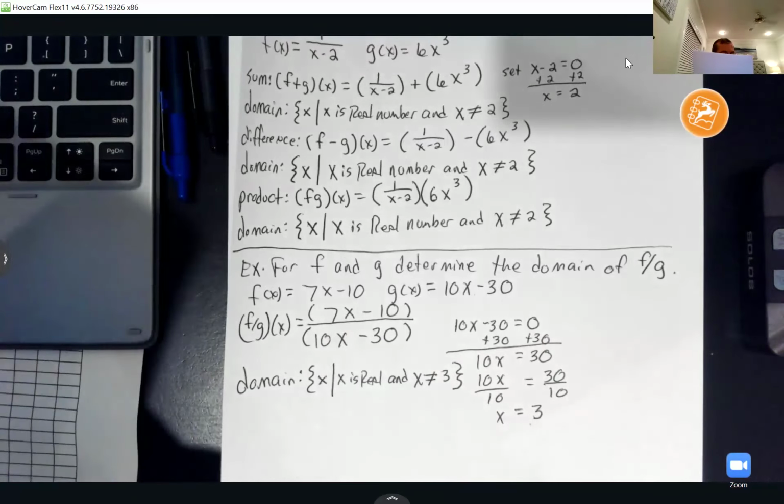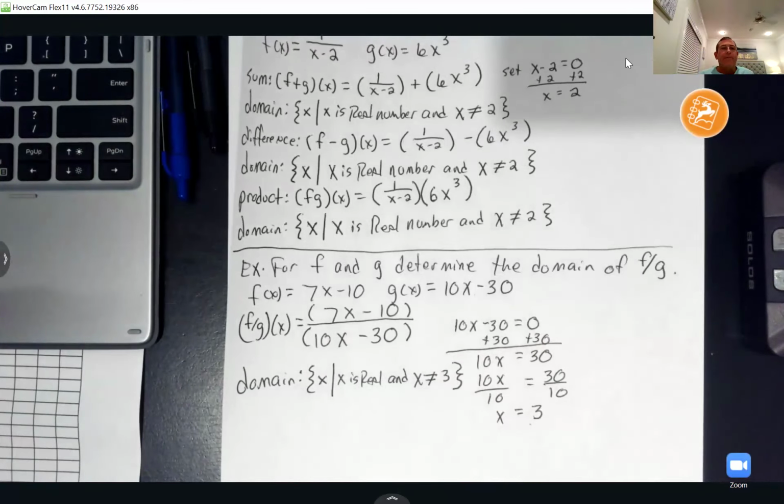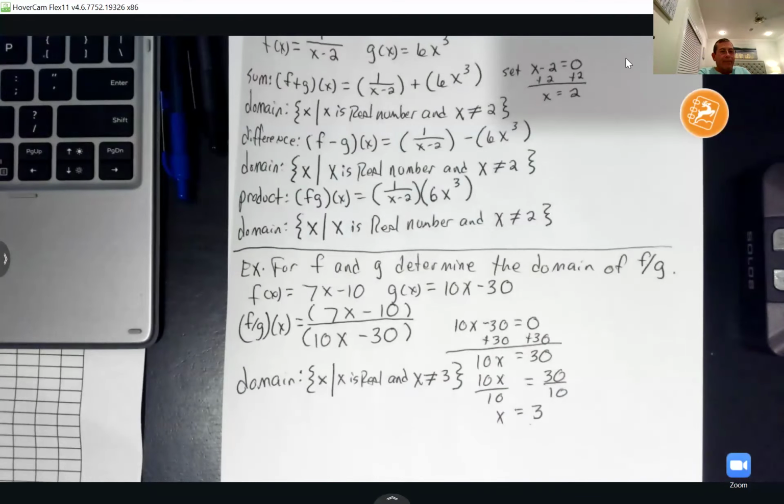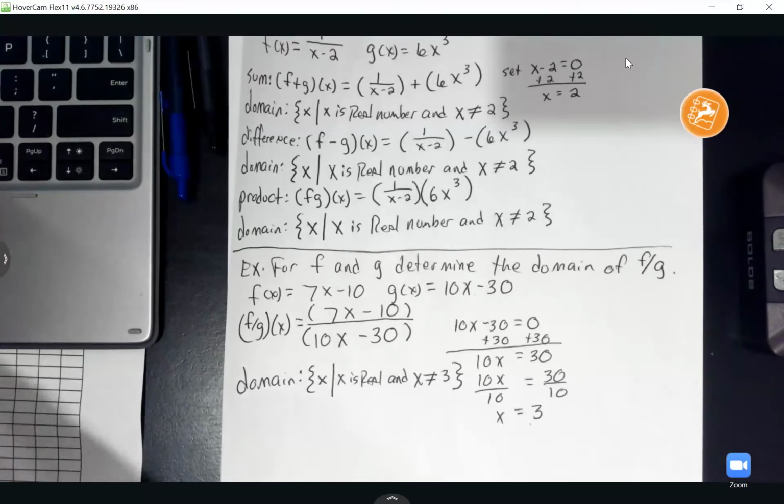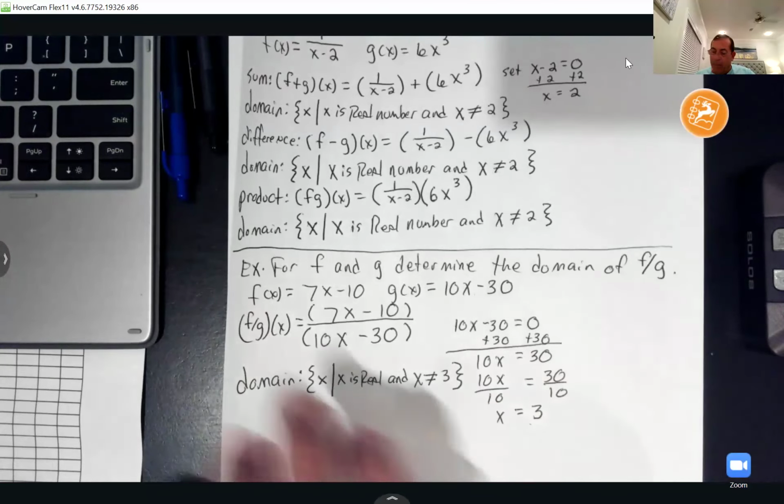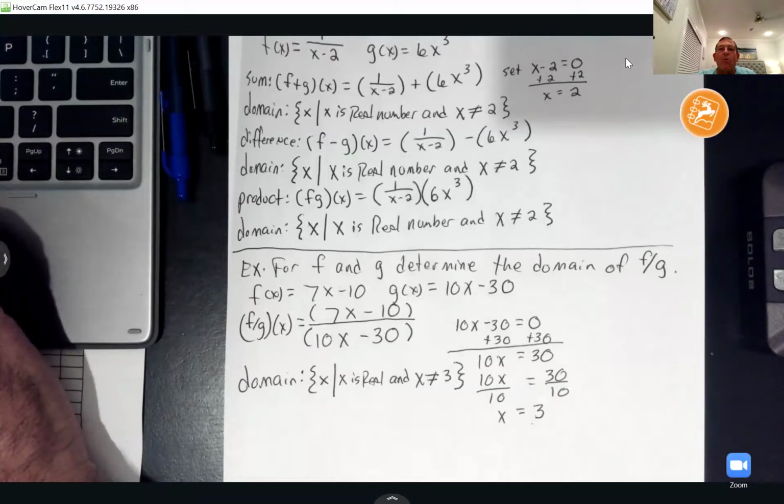All righty, y'all. So questions on those? No. So that's going to be your homework tonight, going through there, adding functions, subtracting functions, multiplying functions, and dividing. At the end, they're going to give you three problems doing the domain, okay? So they're always going to keep you honest on that domain stuff.